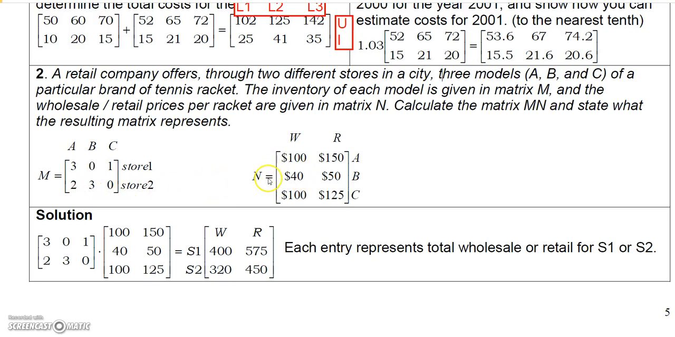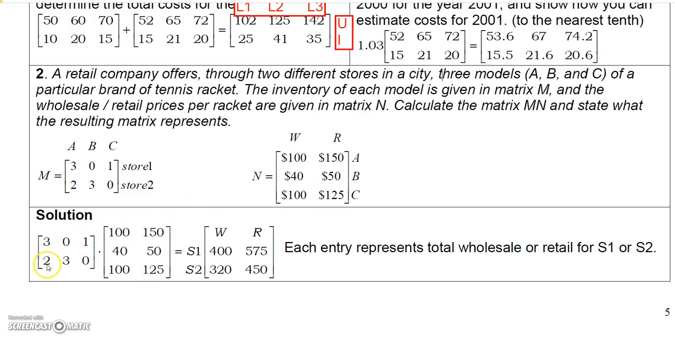And then this matrix N tells me the wholesale value of each model, and the retail value of each model. So for model A, the wholesale value is 100, the retail value is 150. For model B, the wholesale value is 40, retail value is 50. And for model C, the wholesale value is 100, the retail value is 125.